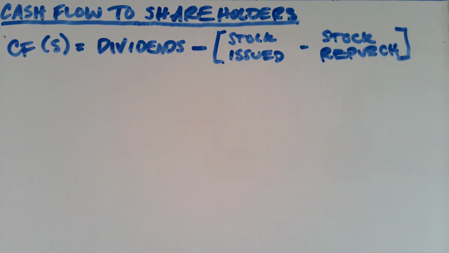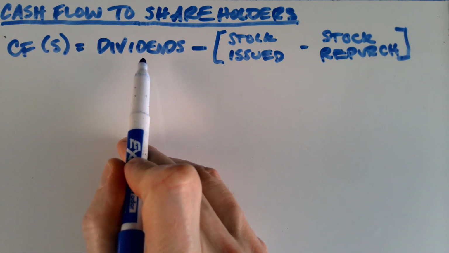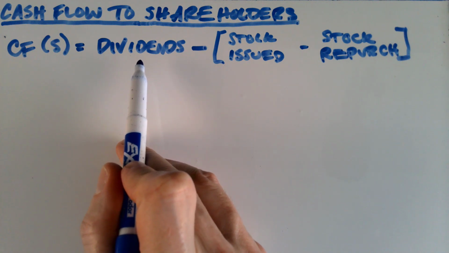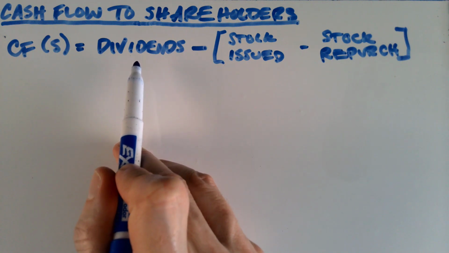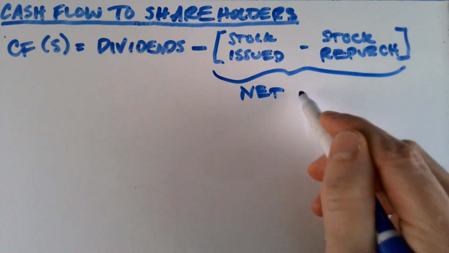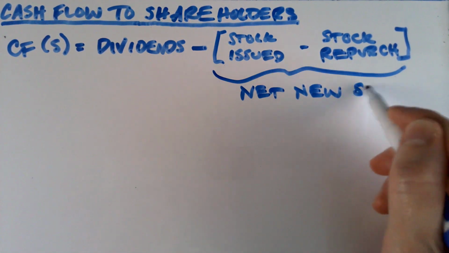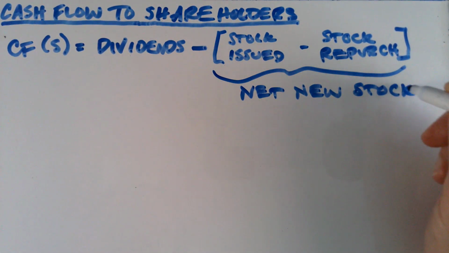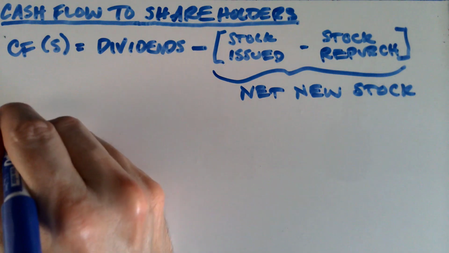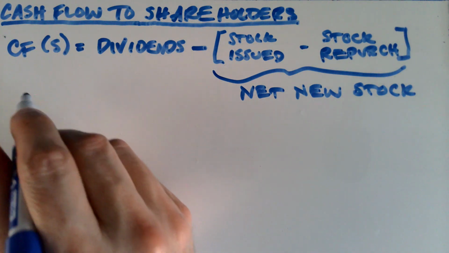We can do similarly for the cash flow to shareholders. Just as interest is a cash flow to bondholders, dividends are a cash flow to shareholders. And then we need to subtract out any additional stock, net, that was issued by the firm. And so this is actually net new stock, in the same way that it was net new long-term debt for the cash flow to bondholders. Now, what are these things? Well, let's talk about stock issued.